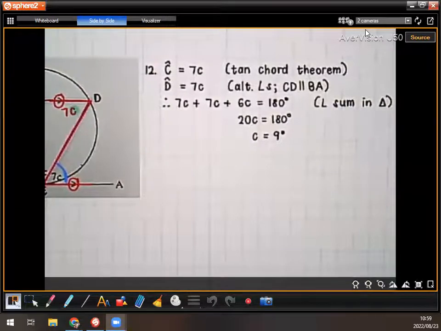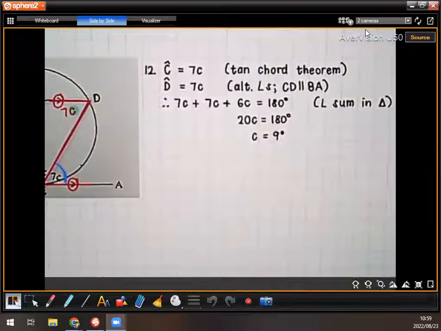Okay, so that was an interesting one, guys. They didn't give you any value, so you need to look for a value somehow. Right, in this case, we had to do angle sum in triangle, which equals 180.